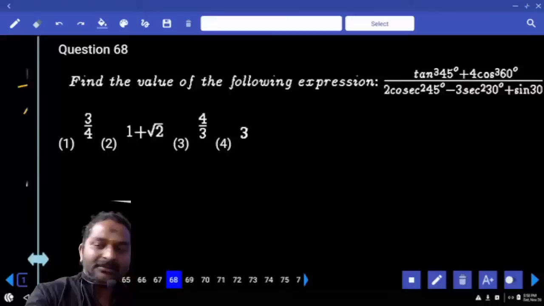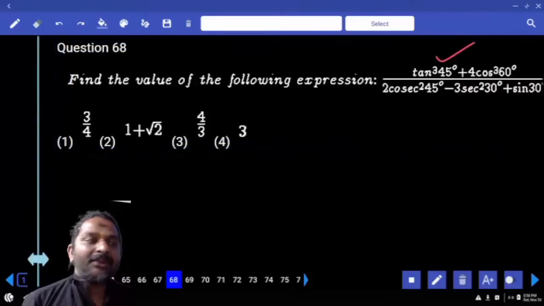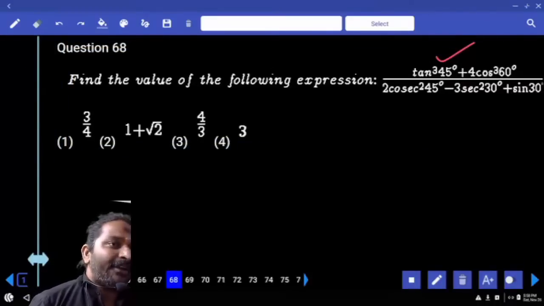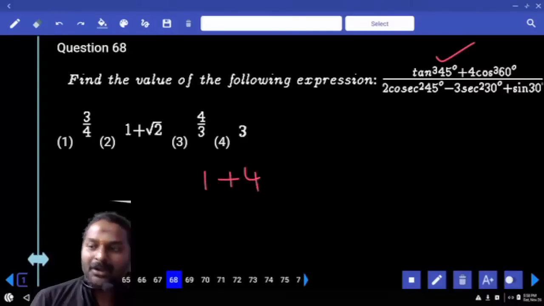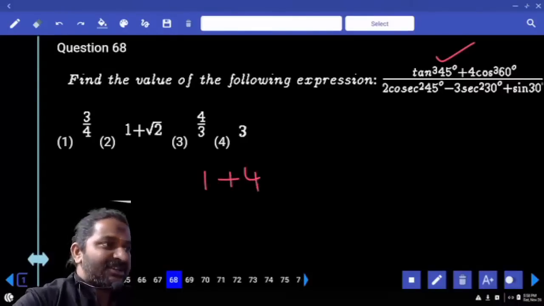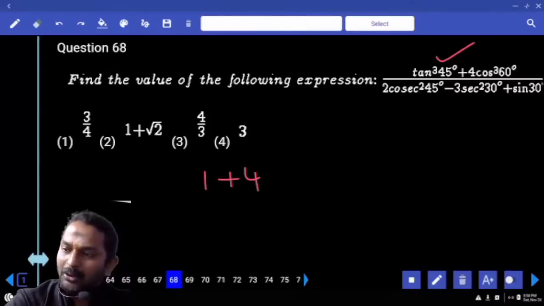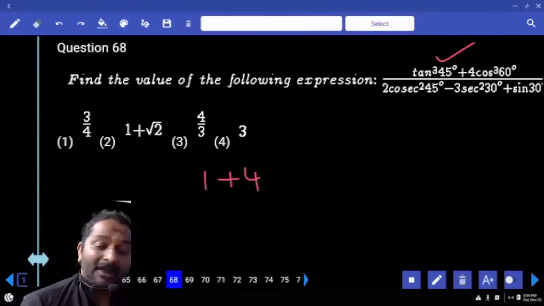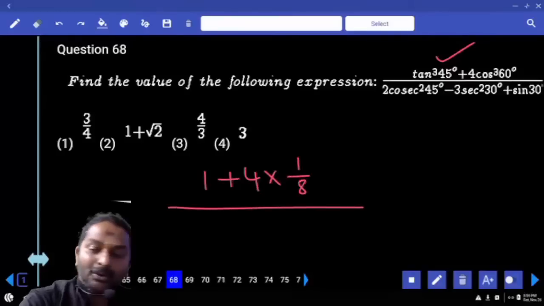Value substitution. tan cube 45, what is tan 45? 1 cube. 1 plus 4 into cos cube 60. What is cos 60? 1 by 2, right? Whole cube, 1 by 8. 4 into 1 by 8 divided by 2.